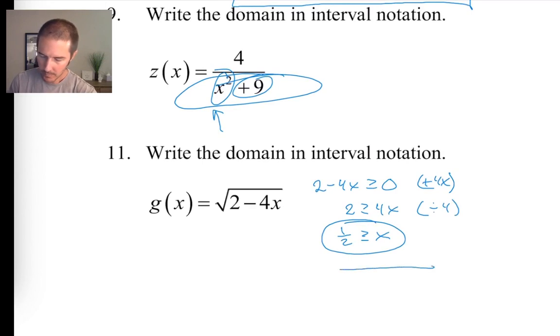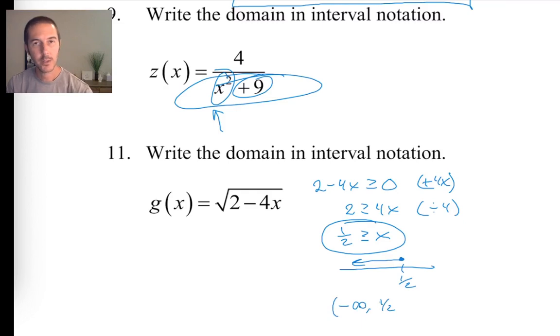On a number line, here's the 1/2. X values less than or equal to it would be shading to the left. And in interval notation, read that shaded region from left to right. How far to the left does it get shaded? All the way down to negative infinity. And how far up does the shading go? All the way to 1/2.